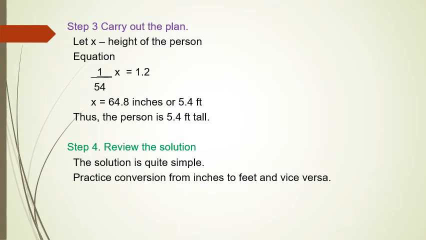For the next step, wherein we need to carry out our plan, let x equal the height of the person, then we will have an equation 1/54 x = 1.2. x then will be equal to 64.8 inches or 5.4 feet. Thus, the person is 5.4 feet tall. So, if we review our solution, that is quite simple. All we need to do is practice conversion of inches to feet and vice versa.